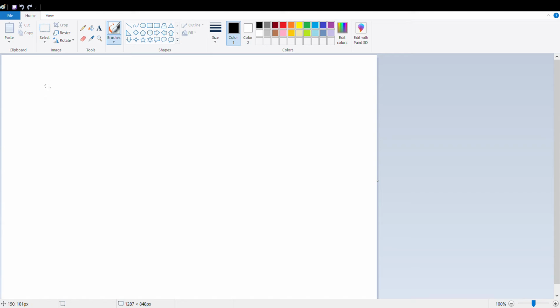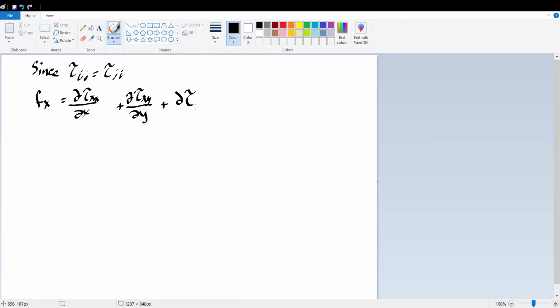Okay, so now we're going to say that, since we go back to our isotropic cube, which says that stress ij is equal to stress ji, the force in the x direction is equal to d tau xx dx plus d tau xy dy plus d tau xz dz. We're going to call this equation 7.